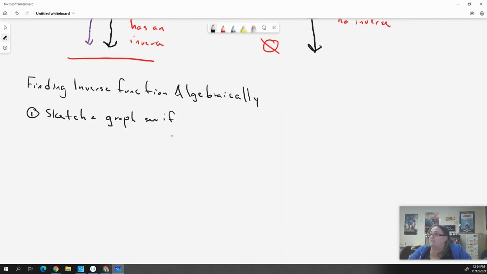See if it passes the inverse test. See if it passes the horizontal line test.